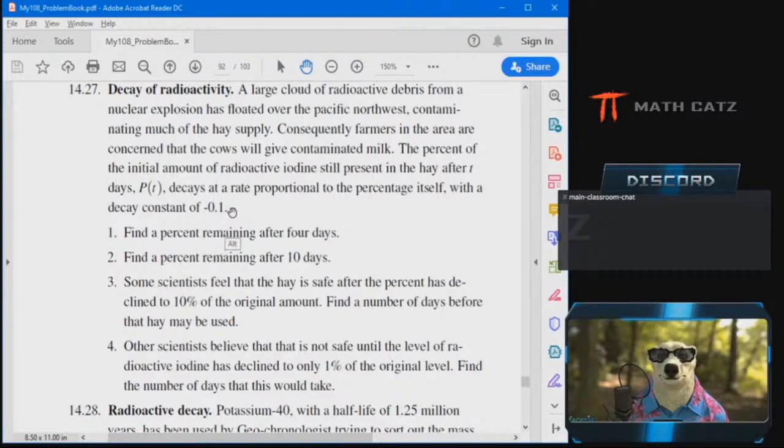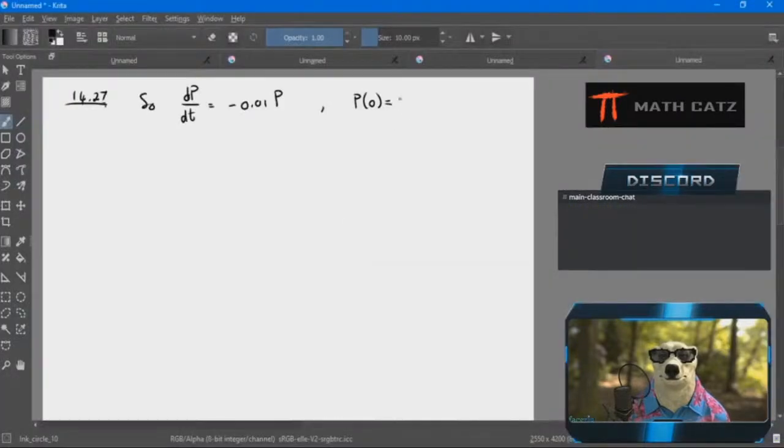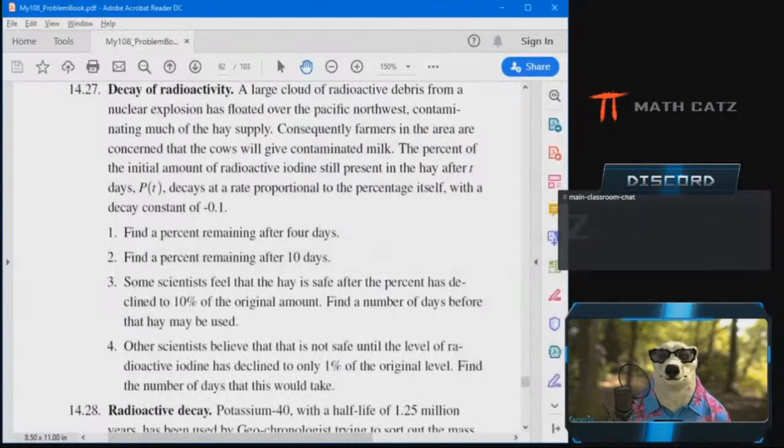Now it's a little bit deceptive here because now the amount is as a percentage. At the start there's 100% of the radioactive substance and then it starts decaying. So I'm going to start here with 100. Now my differential equation is always the same regardless of the name of the variable.